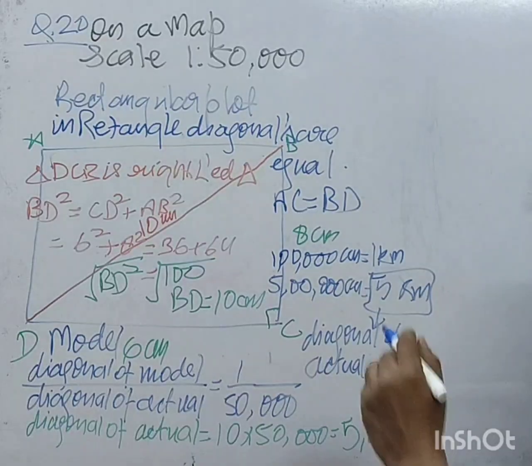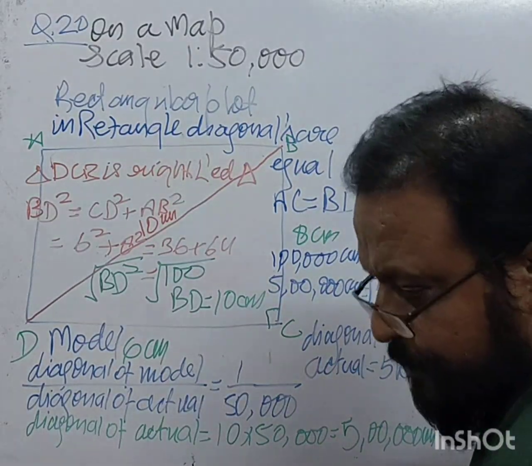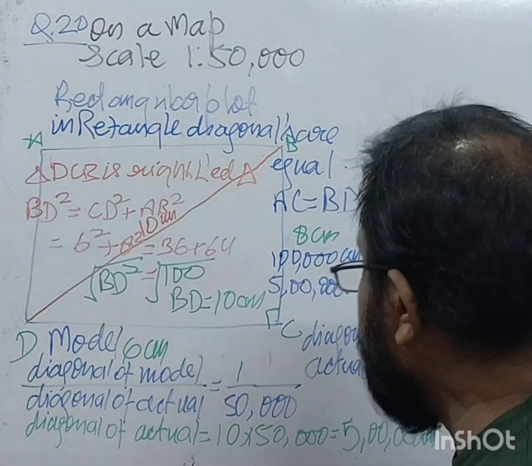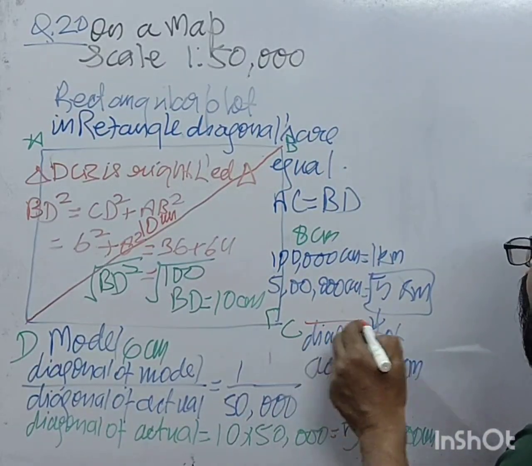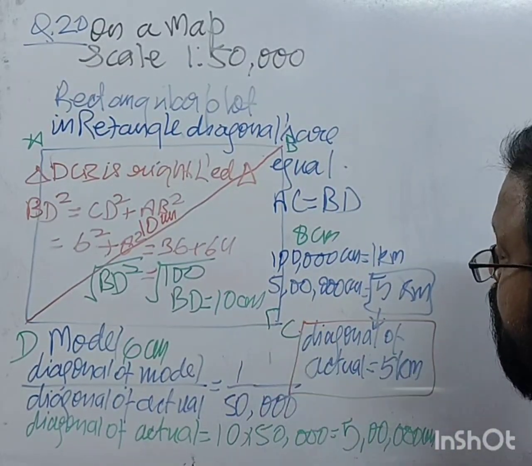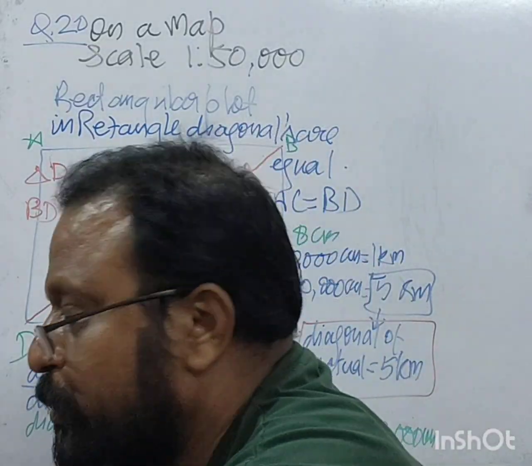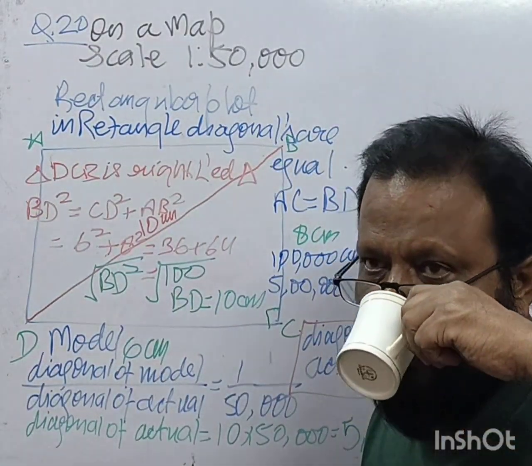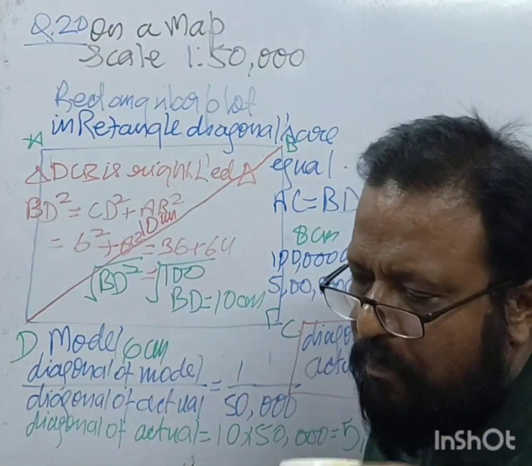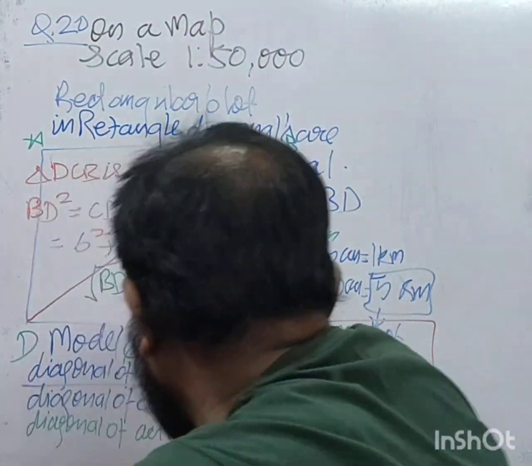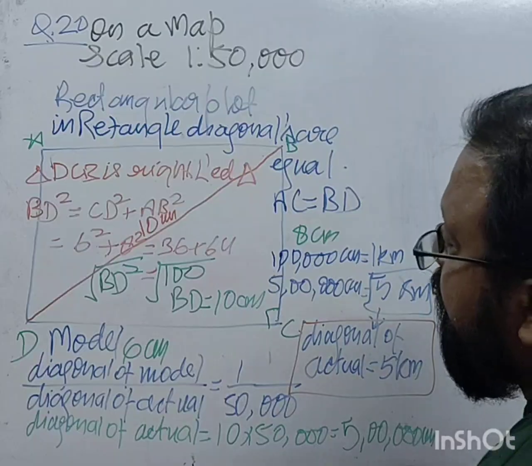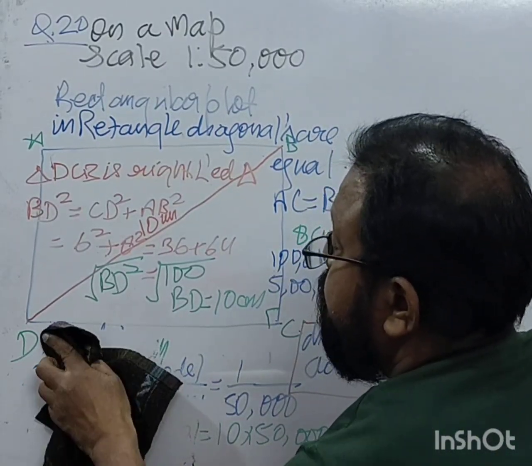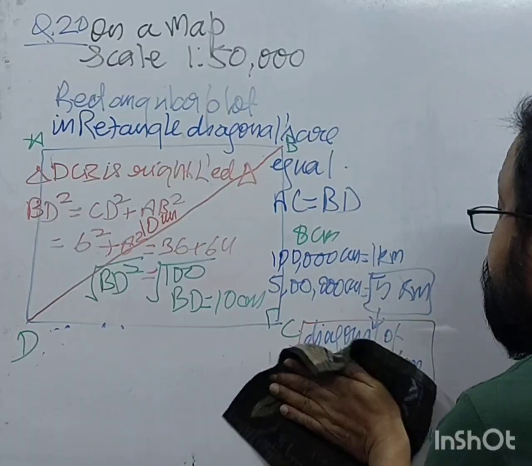Right? Now what do you have to find next? Diagonal of actual is 5 kilometer. What do you have to find next? Actual area of the rectangle in square kilometer. So can I rub this? Yes. So we will do it like this.